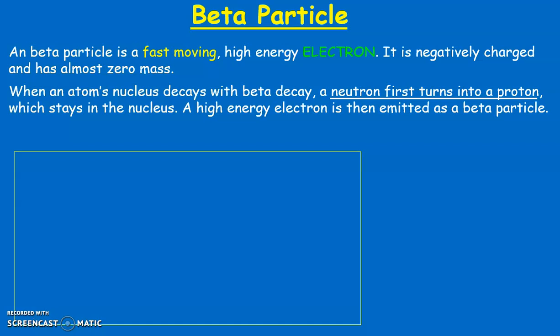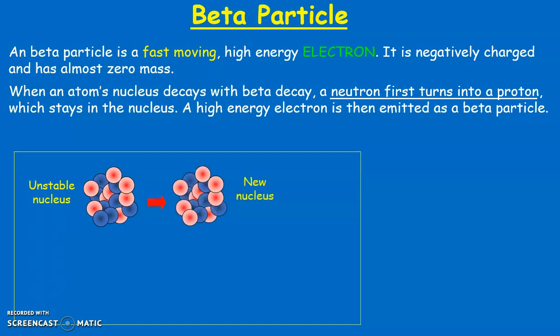So we have a nucleus with the neutrons obviously inside there. If it's got too many neutrons, one of those neutrons splits and becomes a proton and an electron together. The proton stays in the nucleus, but the high-energy electron is then emitted, which means given out, as a beta particle. So here's your unstable nucleus. It's got too many neutrons. We'll notice here that one of those neutrons, which is flashing there, has now split and become a proton and electron together.